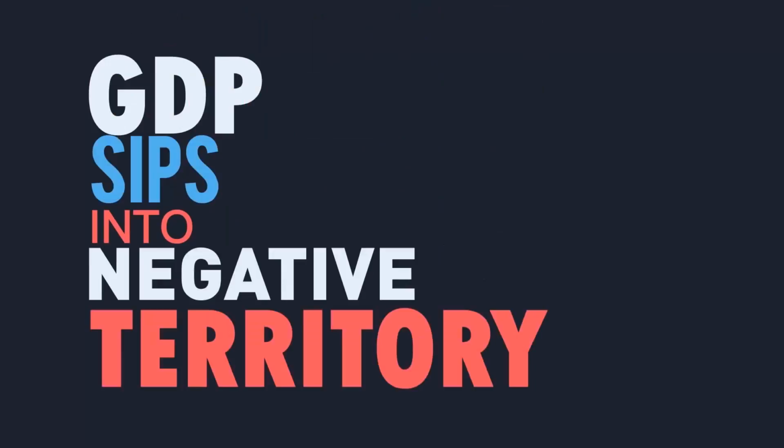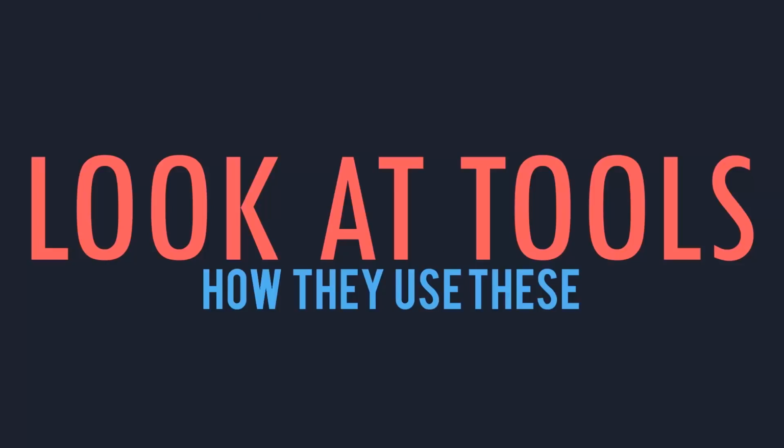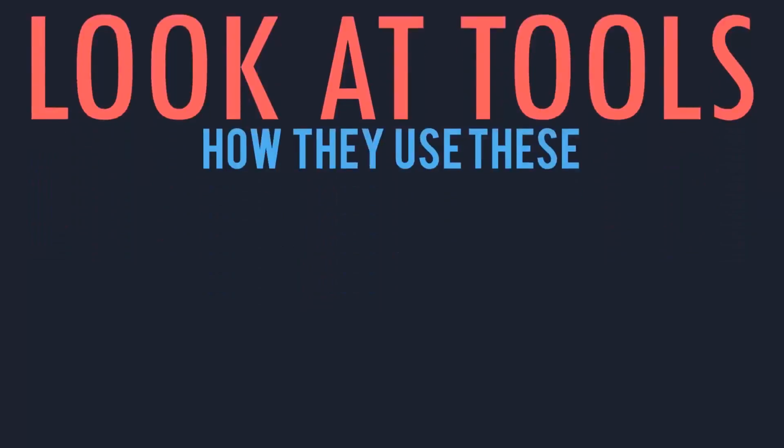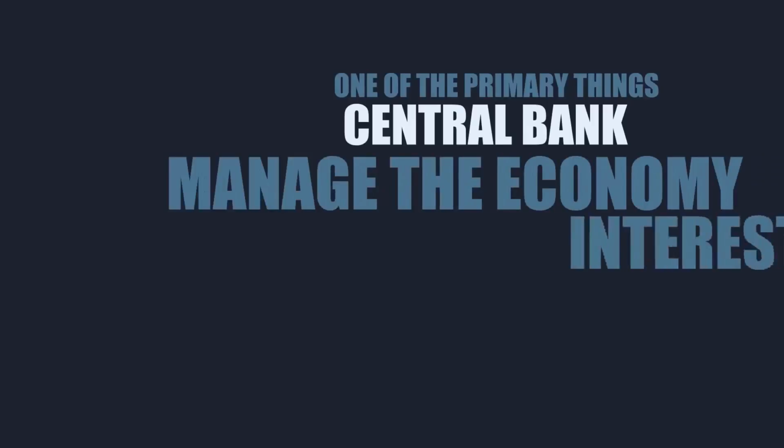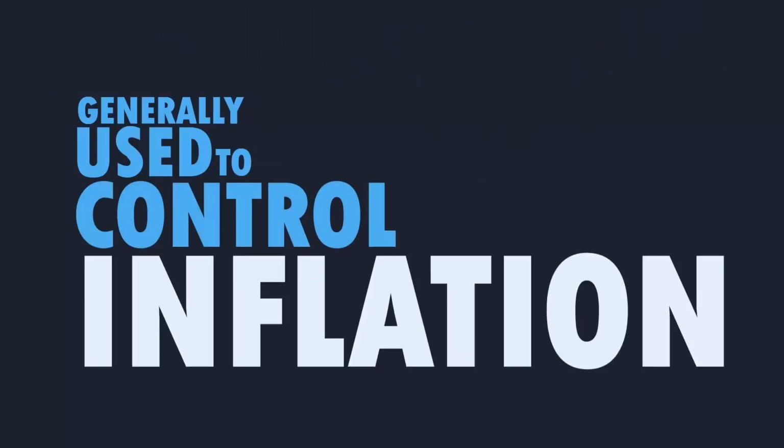Now the first tool we are going to be looking at is also the most important tool, because it is generally considered to be one of the primary things that a central bank uses in order to manage the economy. The tool we are talking about is interest rates. Now, interest rates are generally used to control inflation. So if inflation is increasing too fast, the bank will increase interest rates.